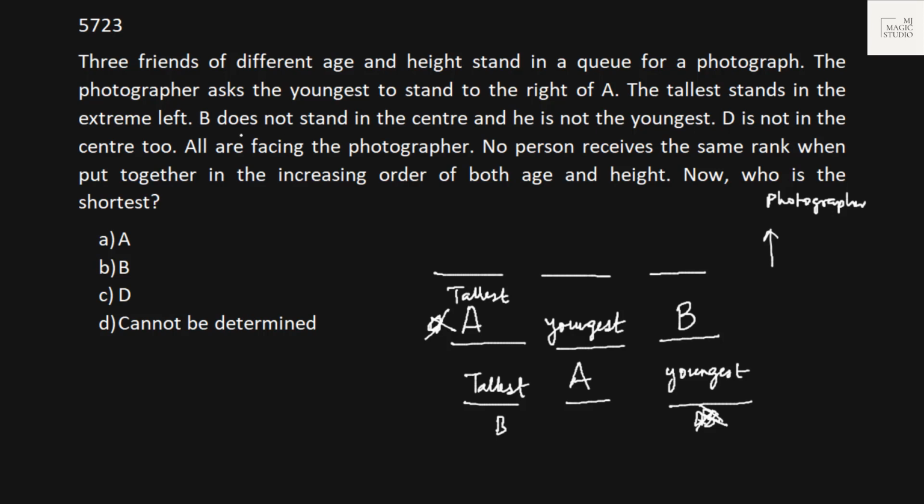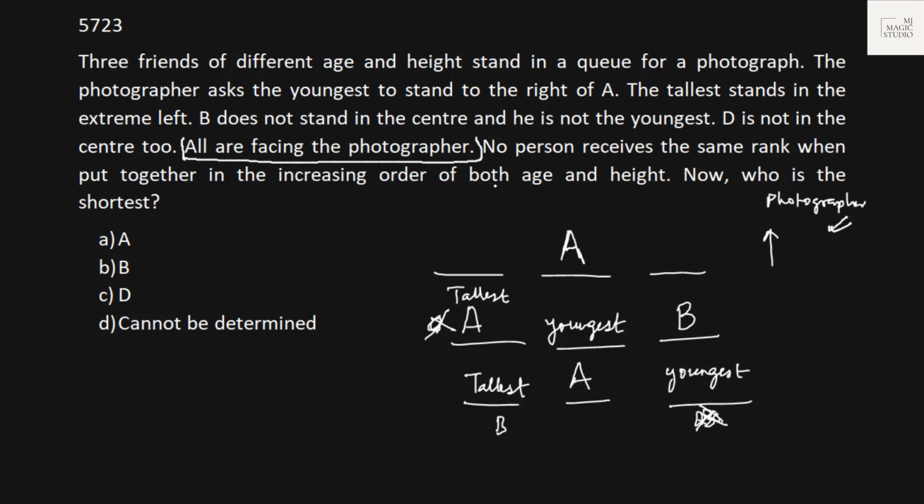D. So B, A and D. D is not in the center too. Okay, D is not in the center too. That means A is sure in the center. B is not the youngest. A, D is not in the center. All are facing the photographer. Okay, this is already given. All are facing the photographer, which we have already assumed at the beginning.